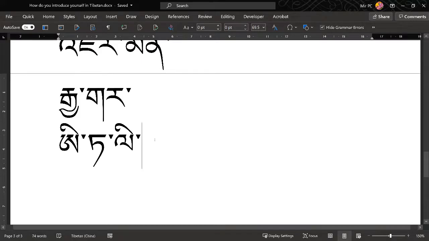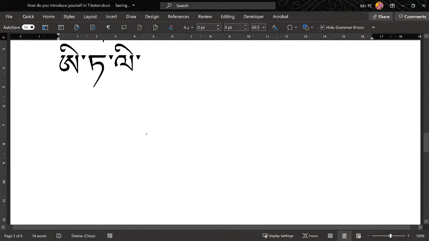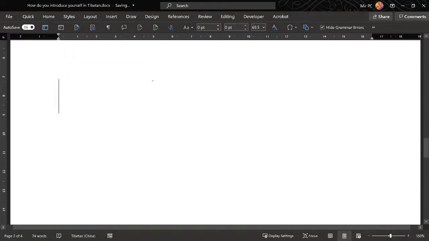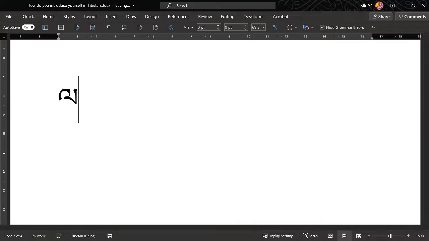Now, if we want to talk about how old you are, the word for age is lo. Sometimes gun lo, but right now we're just going to look at lo. Lo is like in this case year. Like how many years do you have? That's a way that you could express it in English, but that's not how we say it in English.